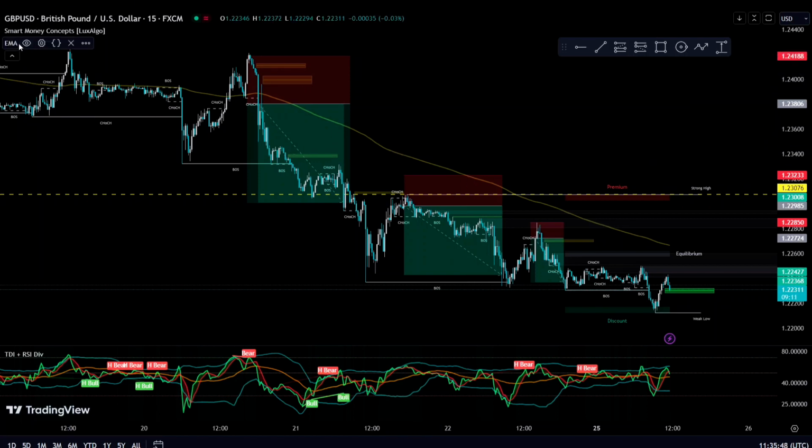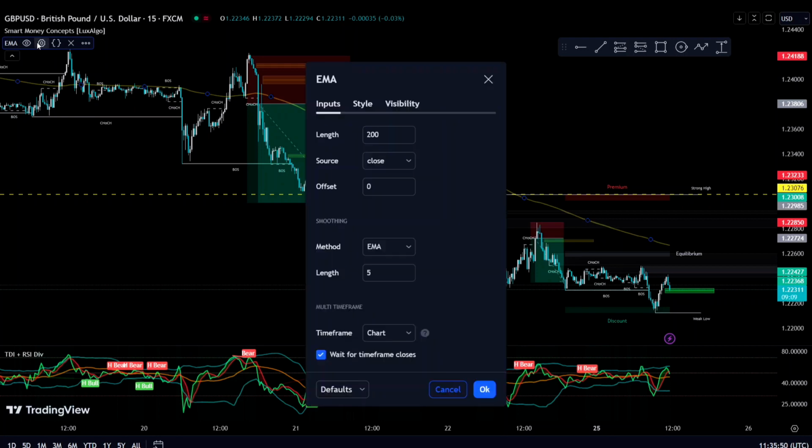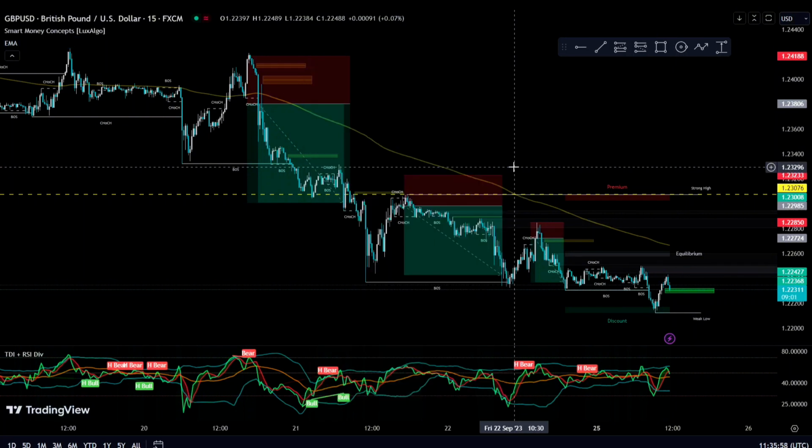The second indicator we have is the EMA. The EMA is the 200 EMA, the 200 exponential moving average. The purpose of this indicator is to check the trend, to know the direction of the trend. The main purpose is, when the market is above the 200 EMA, you'll be looking to buy, and when the market is below the EMA, you'll be looking to sell. That's the main purpose of the EMA, just to identify the trend.